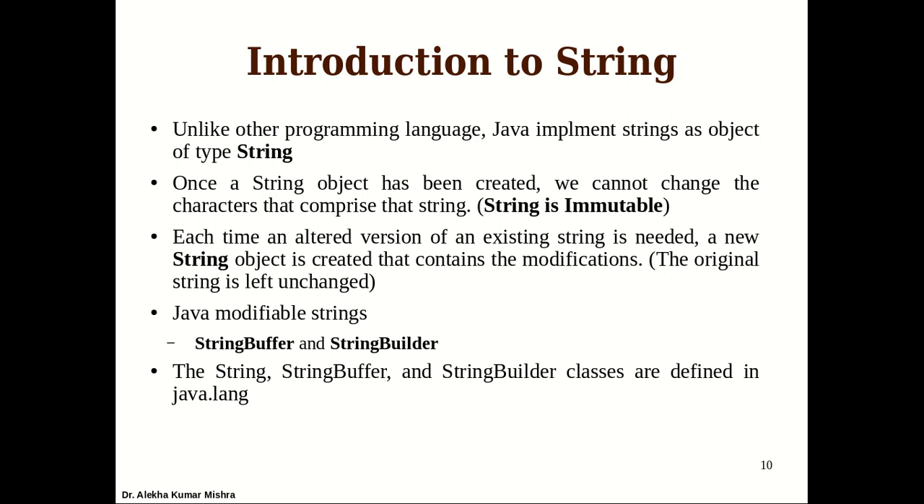Suppose I have stored a string in some variable, let's say s, so I should be able to make changes with that particular variable s. In that case it is mutable, but once you create an object of string, that is immutable. We cannot change the characters of the particular string.